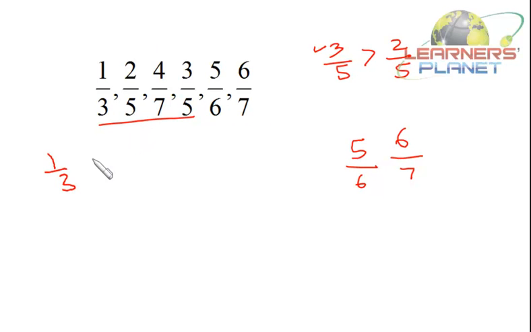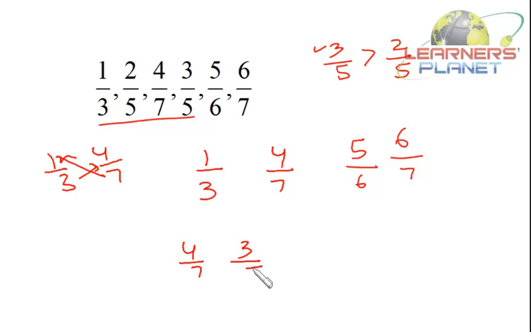If it is 1 by 3 and 4 by 7, it will be 7 and it will be 12. So 4 by 7 is greater than 1 by 3. So I write 4 by 7 here and 1 by 3 here. I just keep some space over there to fit the remaining numbers. Now suppose I compare 4 by 7 and 3 by 5. It is 20 and it is 21. So 3 by 5 is greater than 4 by 7. So I write 3 by 5 over here.